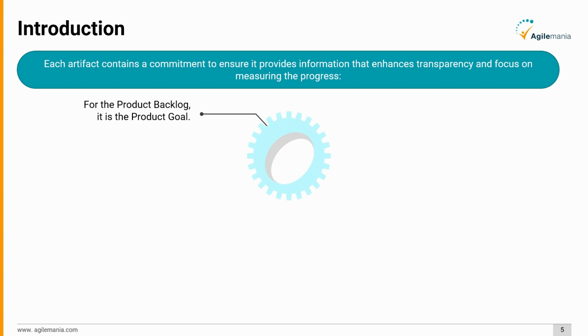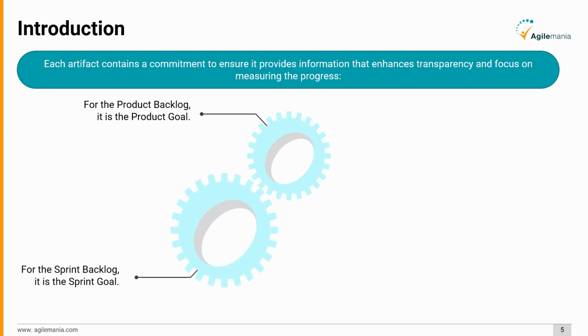For the product backlog, it is the product goal. For the sprint backlog, it is the sprint goal. For the increment, it is the definition of done.